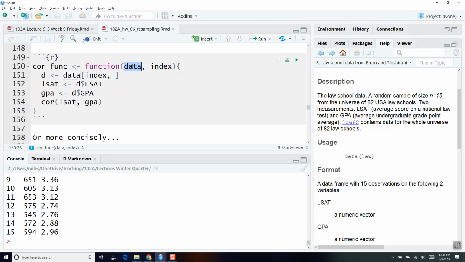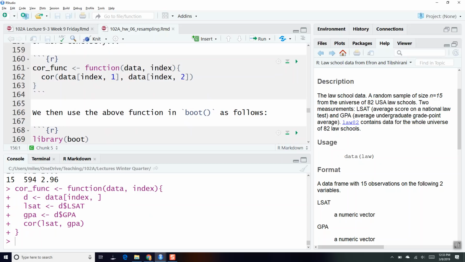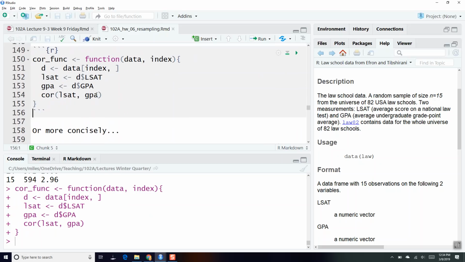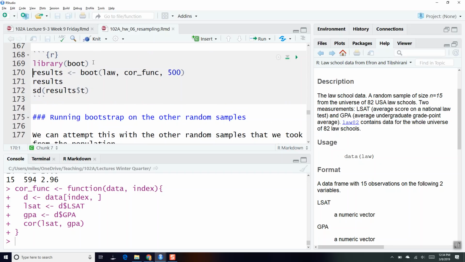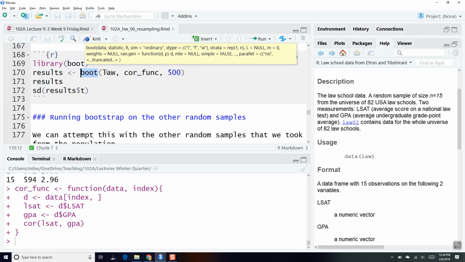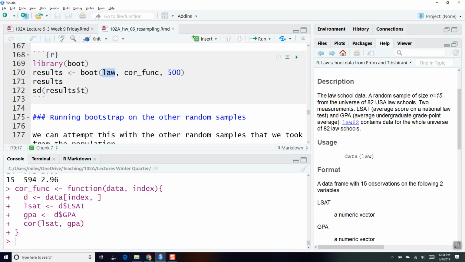Okay, and so what we do is we take the data, which here is going to be the data frame of 15 rows. Bootstrap is going to pass us an index of which of the 15 rows to select, and we'll subset it that way, okay? And we'll say we're going to just take column LSAT, column GPA, and calculate the correlation between the two, okay? And again, we could do this in just one row if we want to be more concise, but that's fine, okay? And so here I'll do library boot, and we're going to do bootstrap using the dataset law and our correlation function, and here I'll just do 500 replicates, okay?